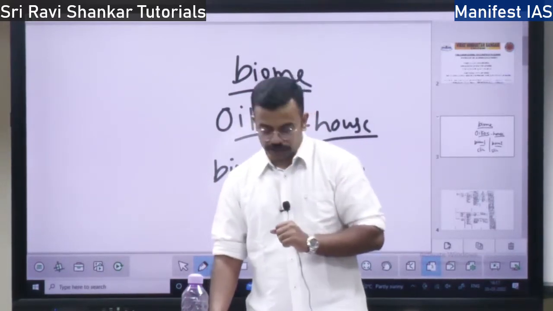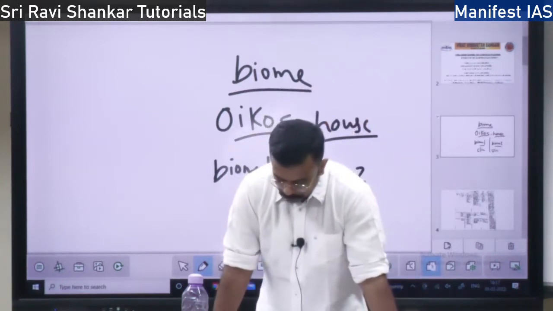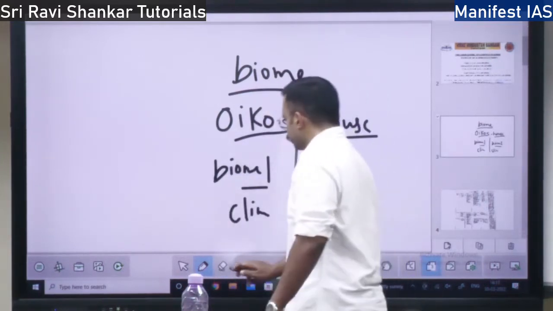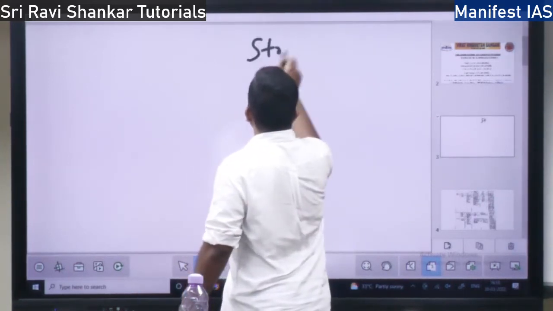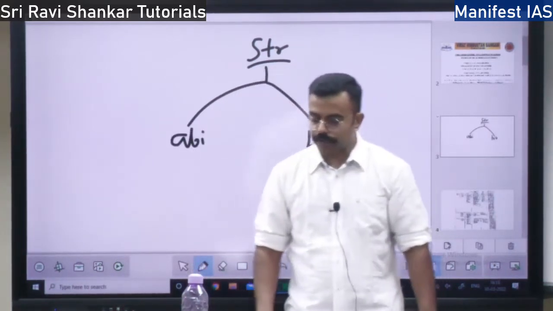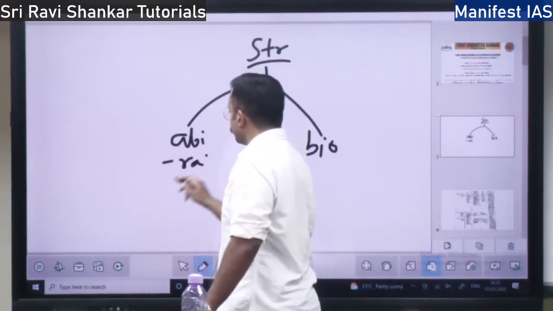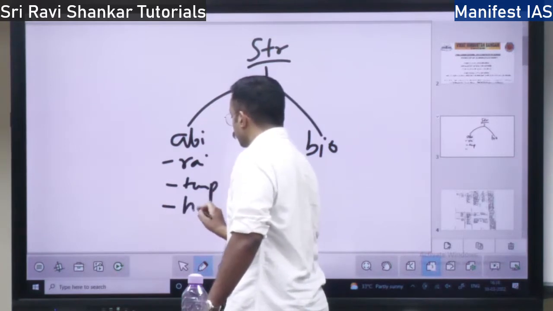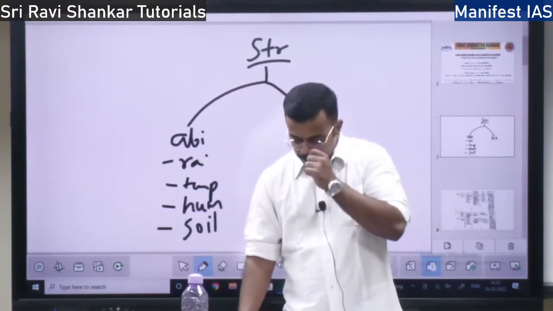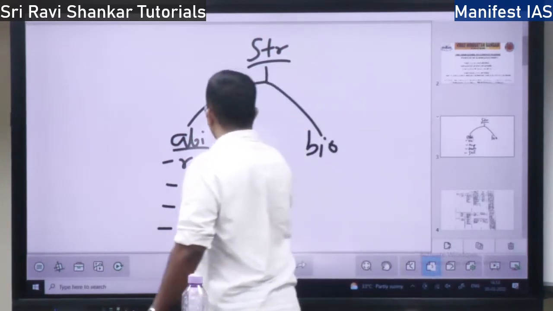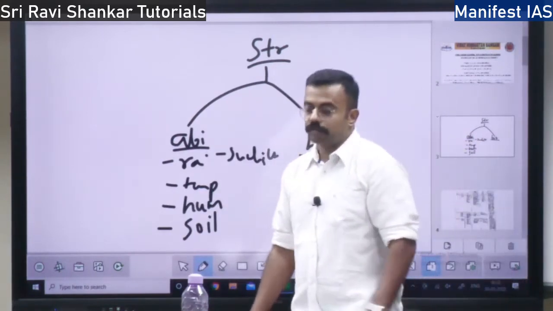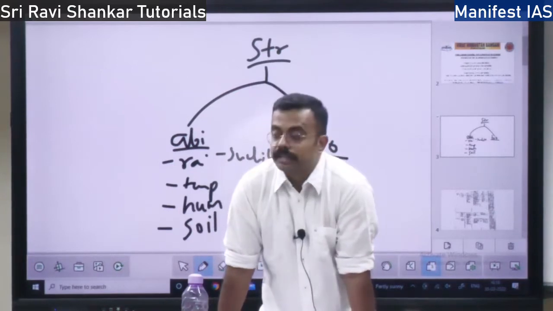Next you have structure and functions of the ecosystem. What function does the ecosystem perform? When we talk about the structure of a particular ecosystem, we have to divide it into abiotic and biotic components. What are the abiotic components? I have told you: rainfall, temperature, humidity, soil conditions, all these are the abiotic components, right? Sunlight and all these things. Sunlight also comes under the abiotic components, right? And next you have the biotic components. In the biotic components, you have producers, consumers and decomposers.